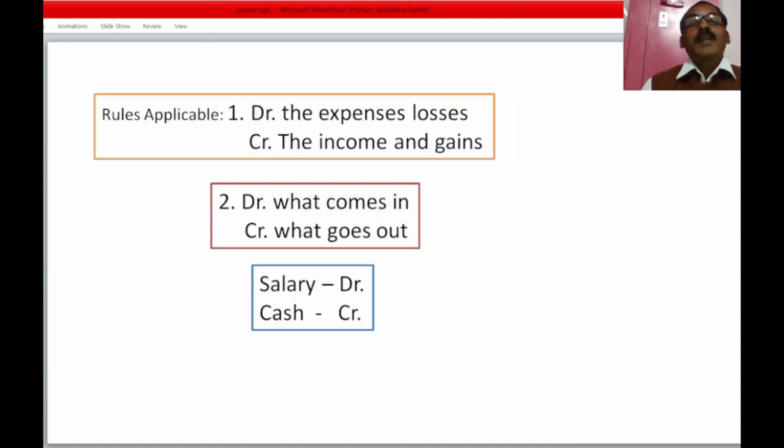Then the applicable rules. Salary is a nominal account. The nominal account rule is: all expenses and losses are debited, all incomes and gains are credited. Salary is an expense of that business, so the salary account is debited. Then cash is a real account. The rule of real account is: debit what comes in and credit what goes out. Cash goes out from the business, so the cash account is credited.